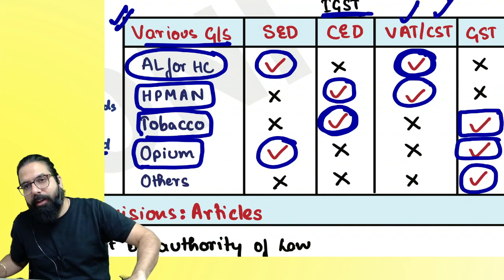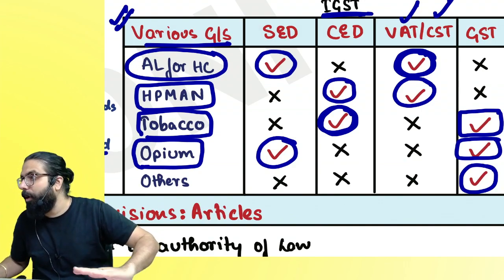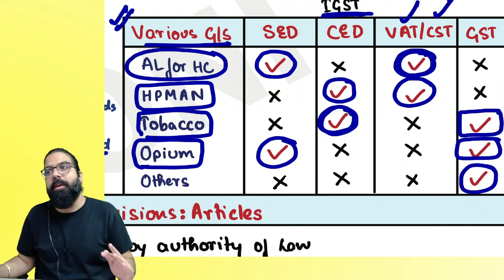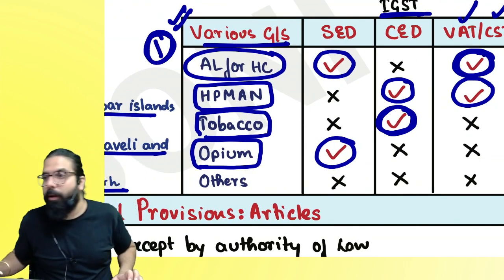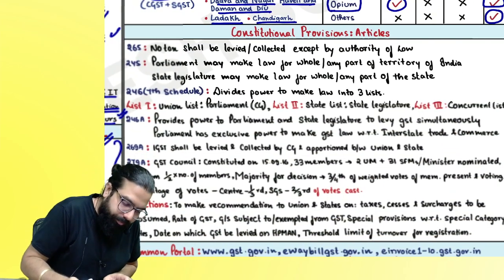So did you guys understand this point, everyone? Can I go ahead? Are we all clear? What are the various goods and what are the various taxes which are being charged? 1 mark question, very important for your exam. Can I go ahead? Sure, next.